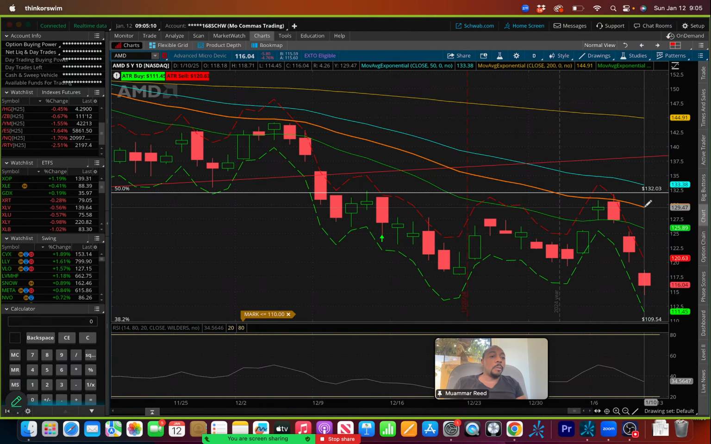That's not to say it won't break through resistance, but it's going to stop right here, where it's going to probably consolidate and try to break through that level, unless some amazing news comes out or something like that. But that's how I would trade it.